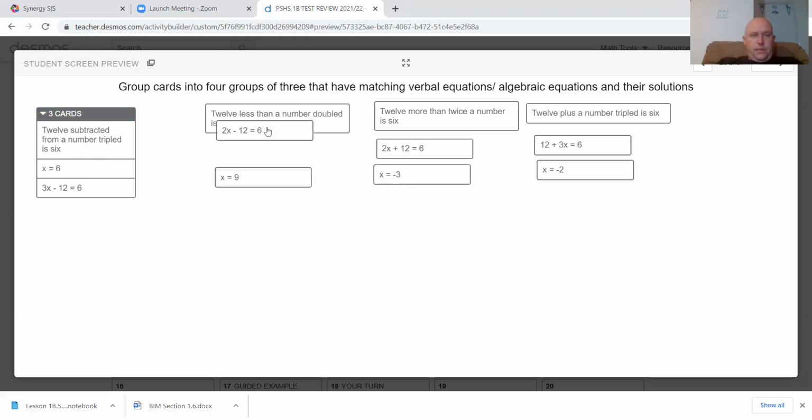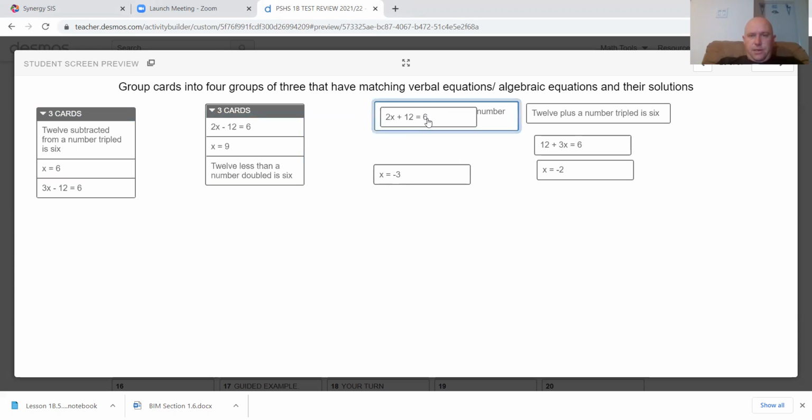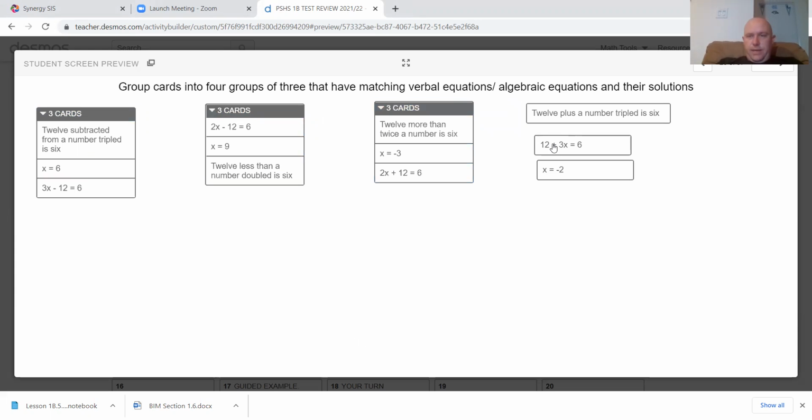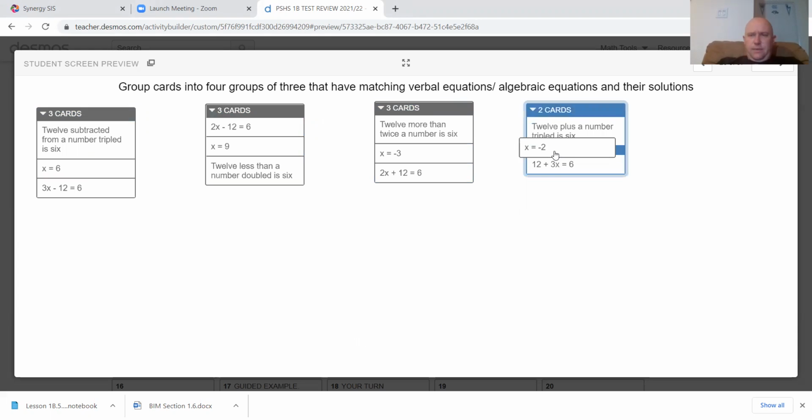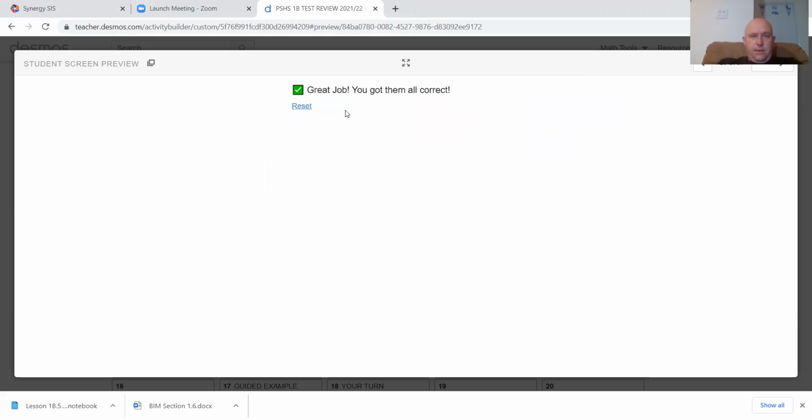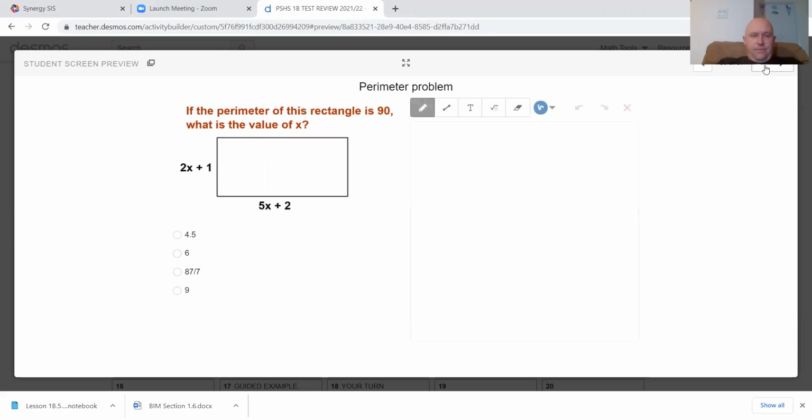And then we can just drag these all together. There's normally a little check screen so we can see if we actually got these correct. On your test, obviously, you wouldn't have four of these to do. We're just practicing today. Again, all right, we got that one right.